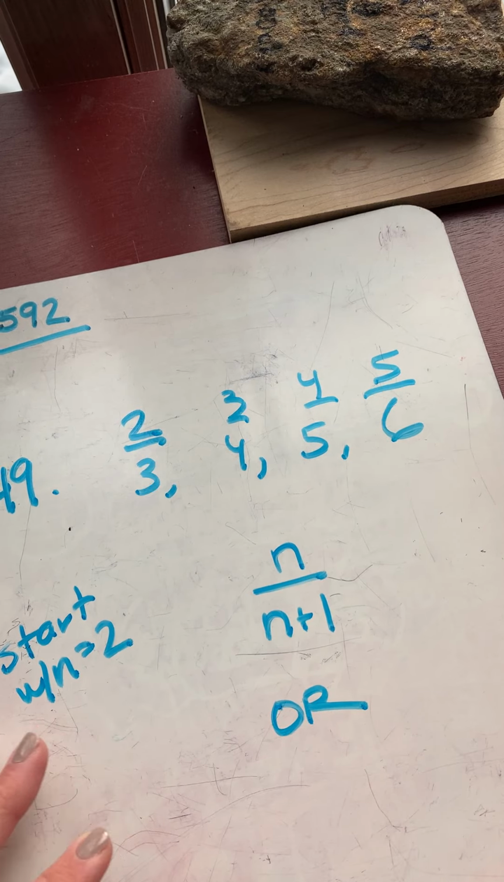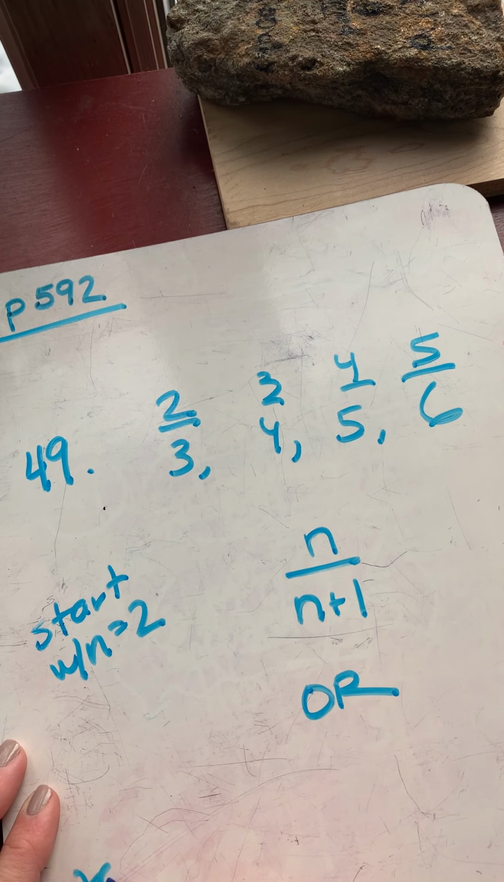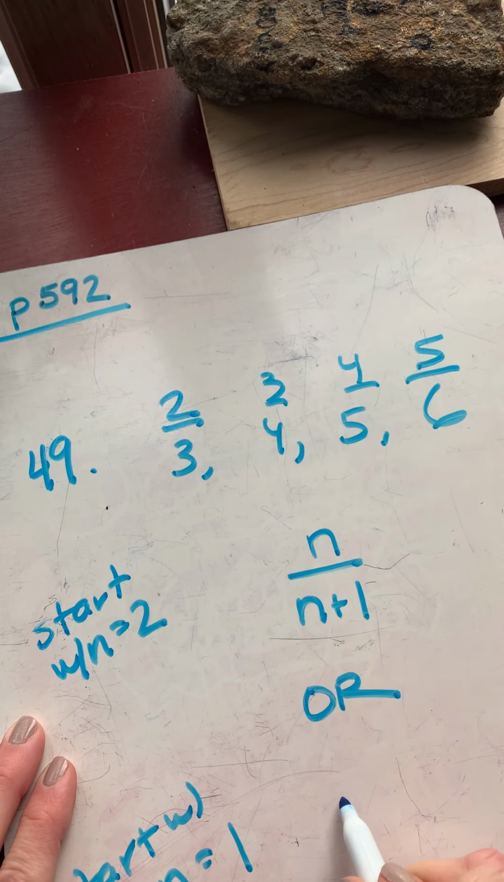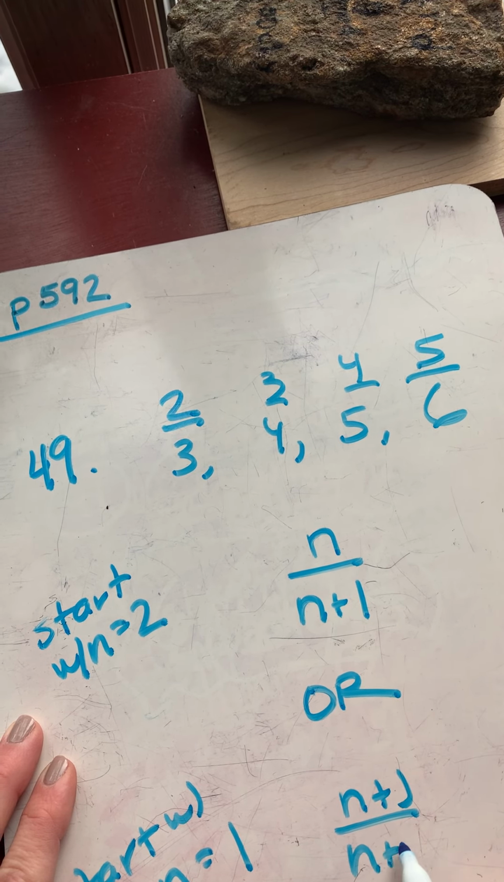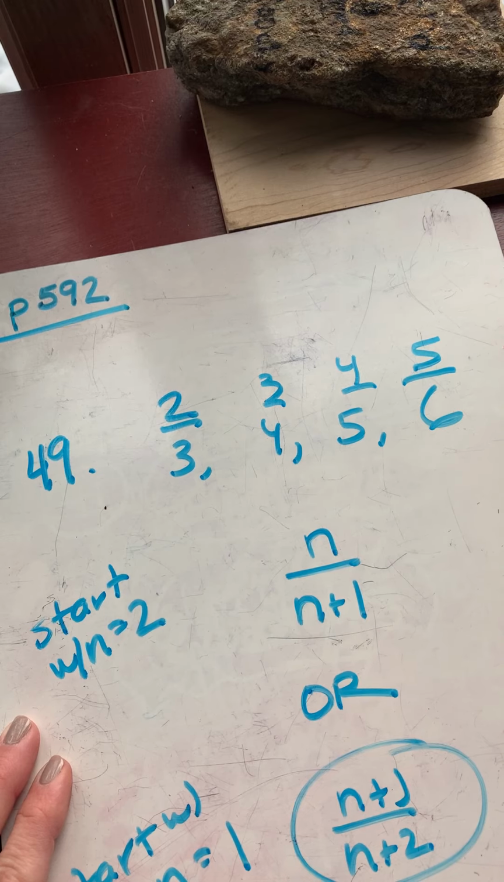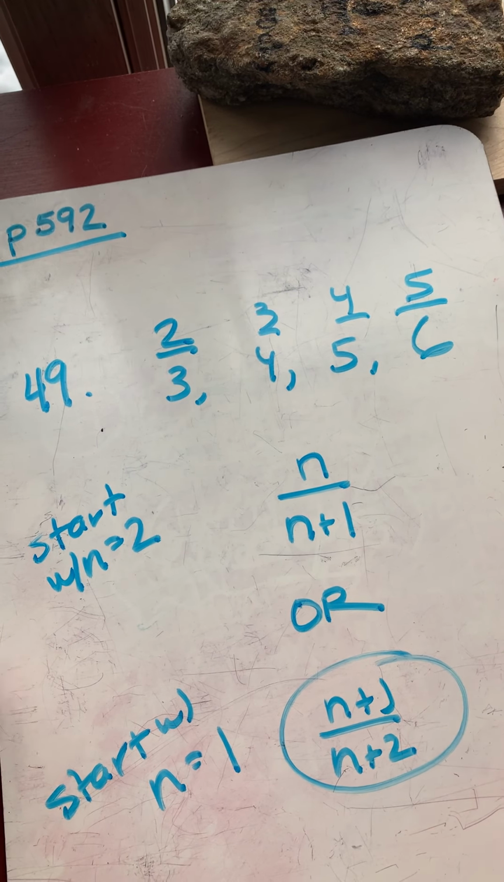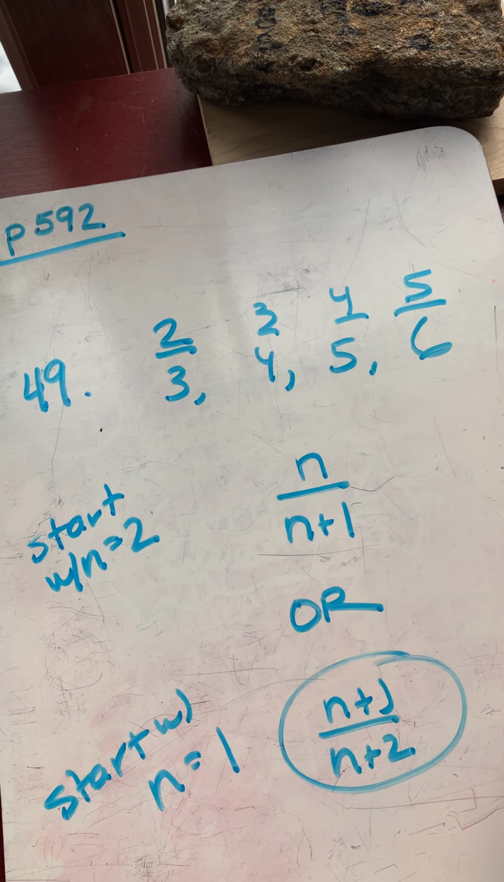Or they started with n equaling 1. So then they had to say the top term is n plus 1, the bottom term is n plus 2. And they got that. Either way is fine. You will notice with some stuff moving forward that there are multiple ways to give an answer. Either one would be fine.